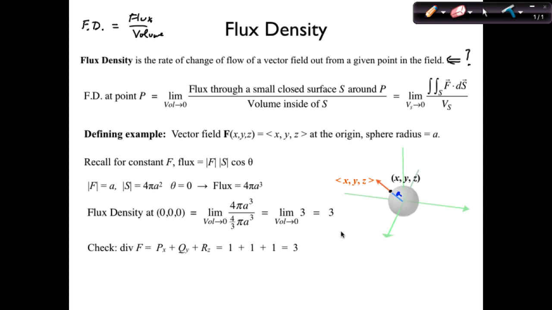Okay, so this is not a proof, but it certainly seems like good evidence that flux density is the same as divergence, okay? And I'll tell you that it is, but this isn't a proof, right? This is just using a really easy example to show that flux density and divergence are the same for this very simple defining example.